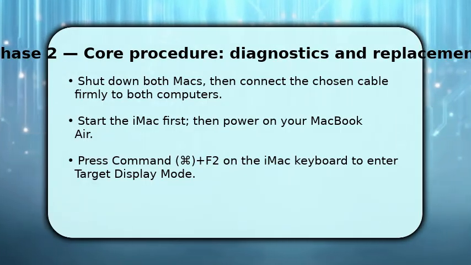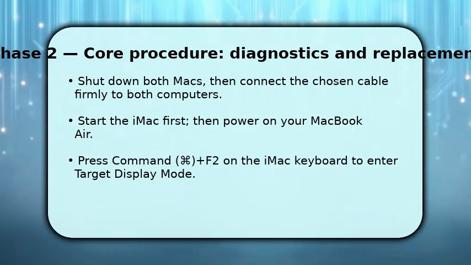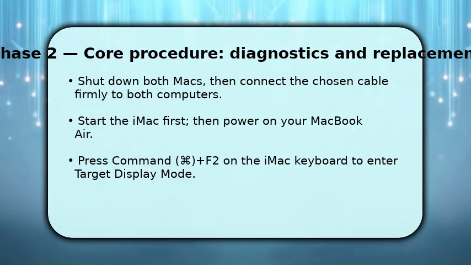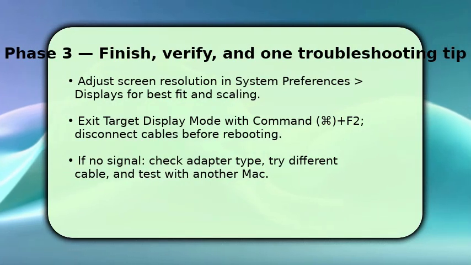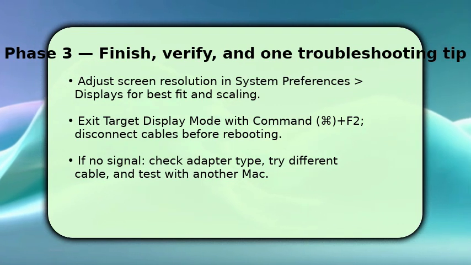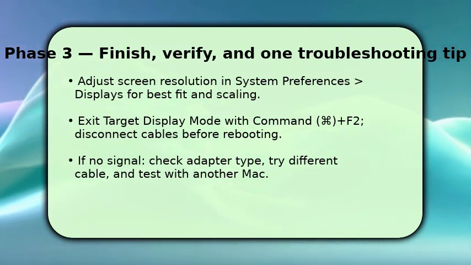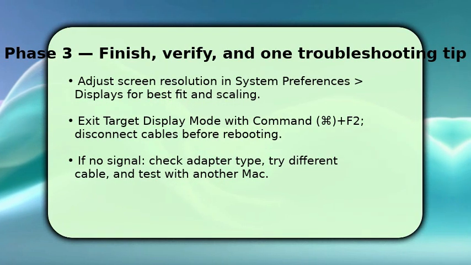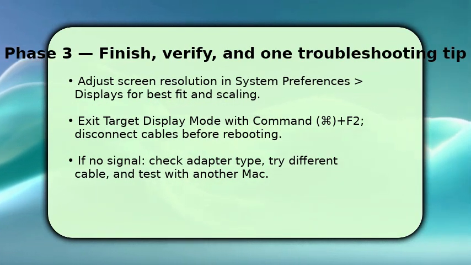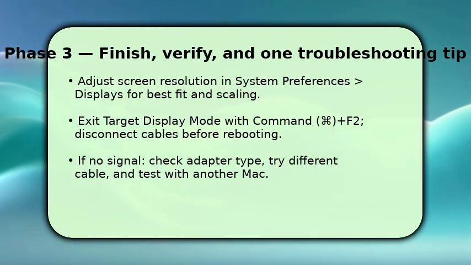If you're using an adapter, make sure it's active and compatible. Passive adapters often fail. With target display mode active, set resolution and scaling in System Preferences displays so menus and windows look correct. This fixes stretched or tiny UI. When finished, exit with Command plus F2 and disconnect cables before shutting down either machine to avoid boot conflicts.